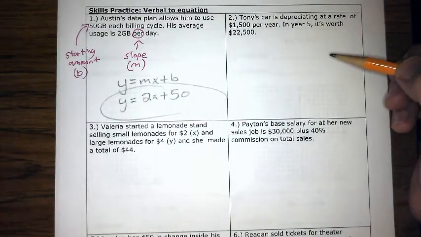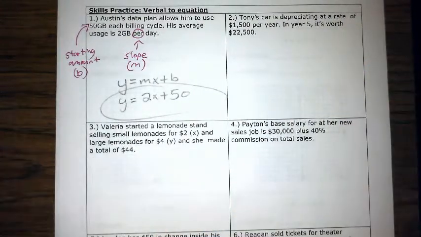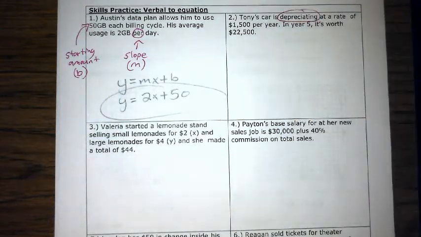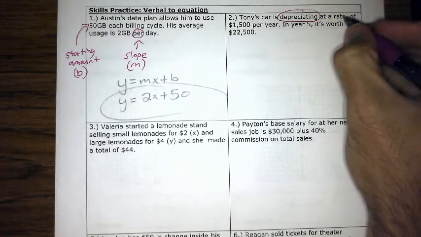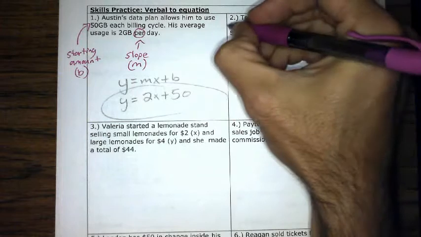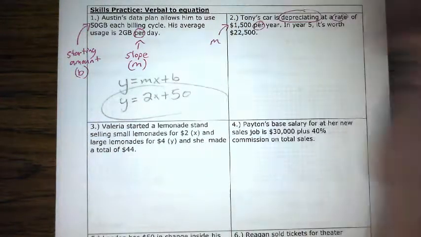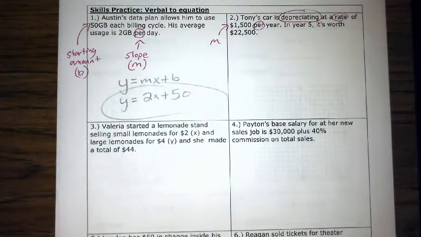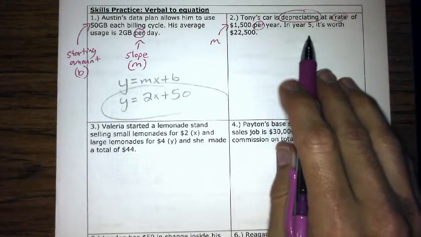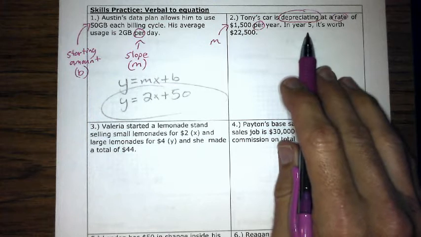This guy right here, Tony's car, is depreciating. That is important. At a rate of $1,500 per year. So this time it's telling you the slope 2 times. It's saying rate and it's saying per. So I know right off the bat that that's going to be my M, or my slope. But this time if you keep reading, it doesn't give you a starting amount. It gives you 2 numbers.